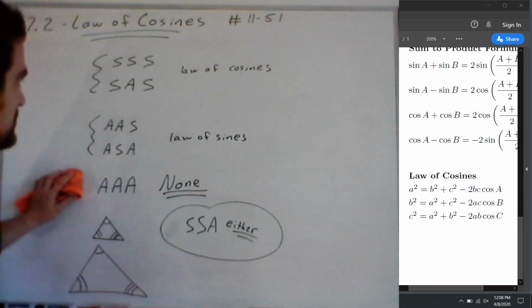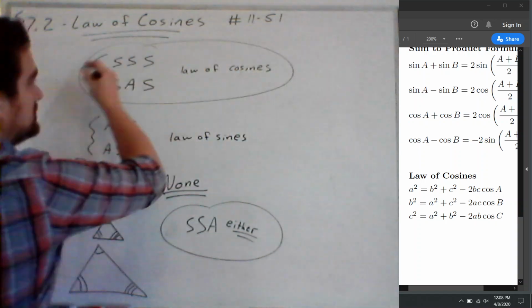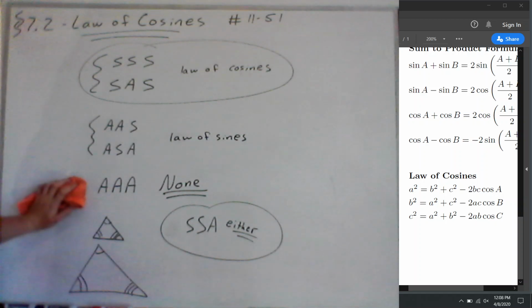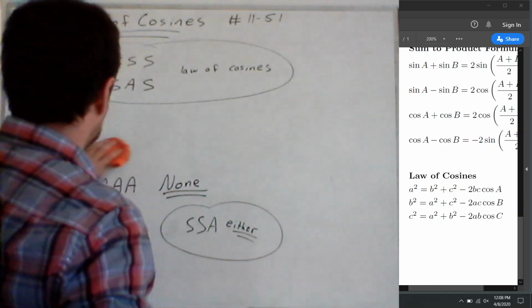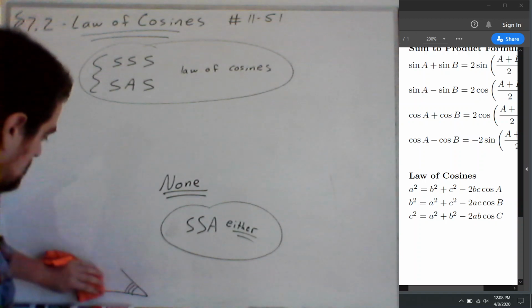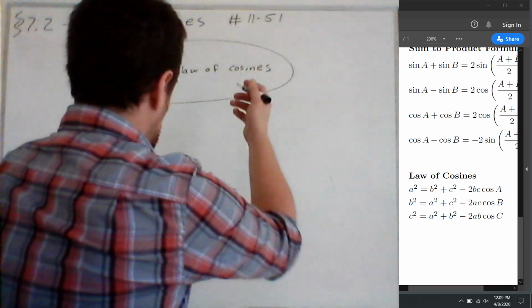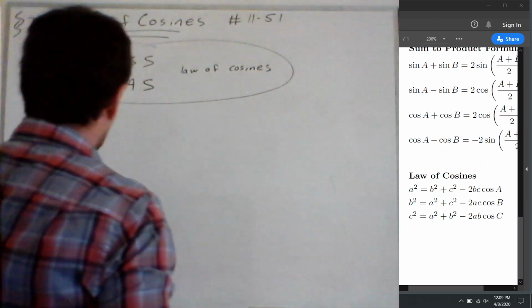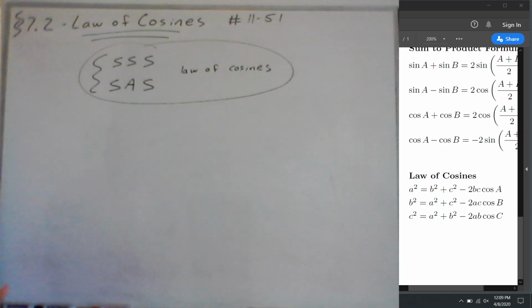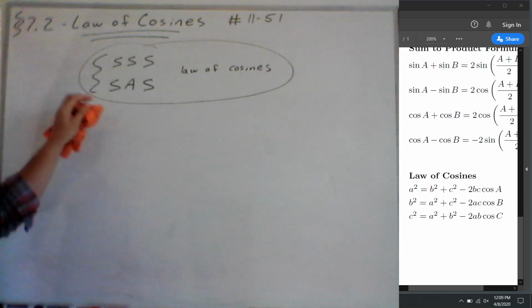These are all the different cases we're going to be dealing with in this section, specifically with law of cosines. So these are the situations we'll see in 7.2. So let's get some practice. I want to do one of each case to start off with. To start off, we'll do a side angle side.